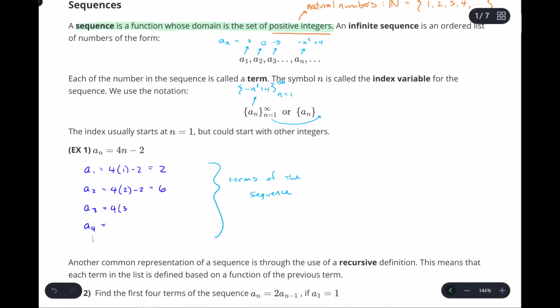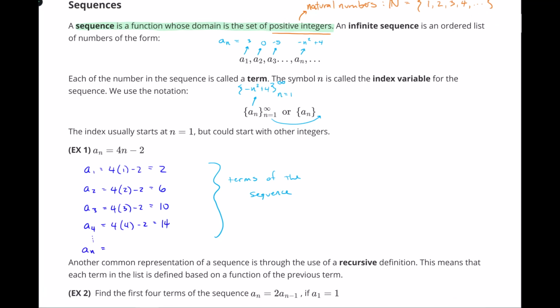Then 4 times 3 minus 2, that would be 12 minus 2, which is 10. 4 times 4 minus 2, and so forth. This would be 14, it looks like. And we would eventually result in a sub n, the nth term, of course, being 4n minus 2.